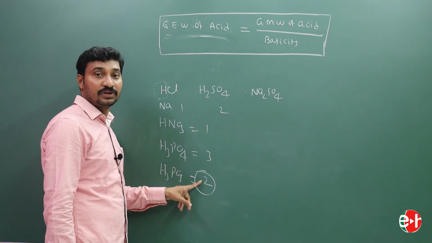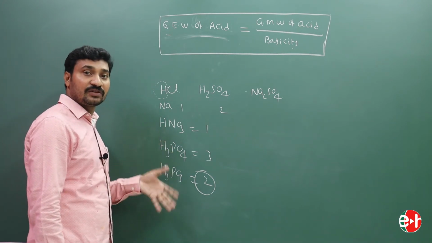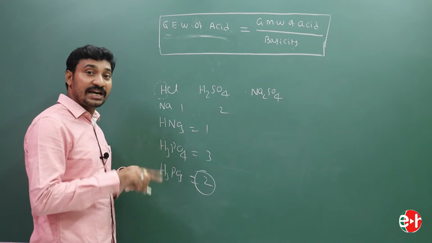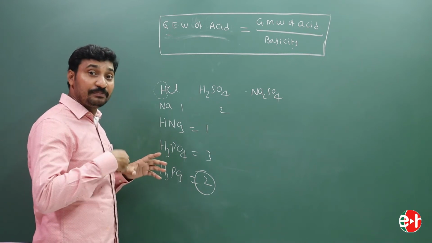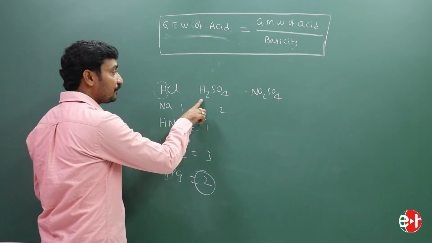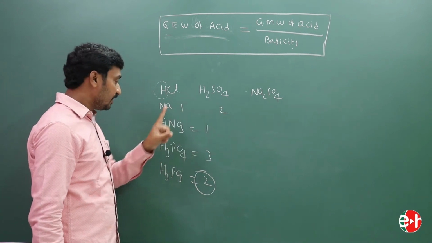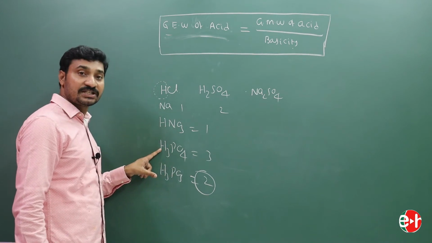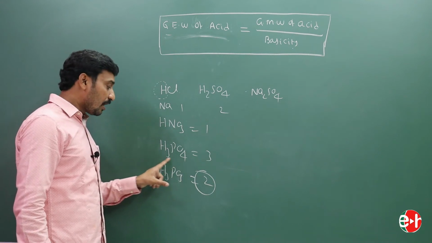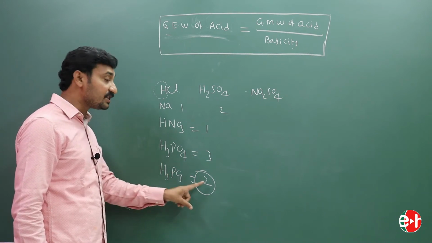What is the conclusion here? The basicity is not equal to the number of hydrogen atoms. What is basicity? How many hydrogen atoms are replaceable, that means how many replaceable hydrogens are present in one molecule of acid. That is called basicity. In H2SO4, those 2 hydrogen atoms are replaceable by metal atom, that's why basicity 2. In H3PO4, all 3 hydrogen atoms are replaceable, that's why basicity 3. But in H3PO3, not all 3 hydrogen atoms are replaceable. Only 2 hydrogens are replaceable by metal atom, that's why basicity 2.